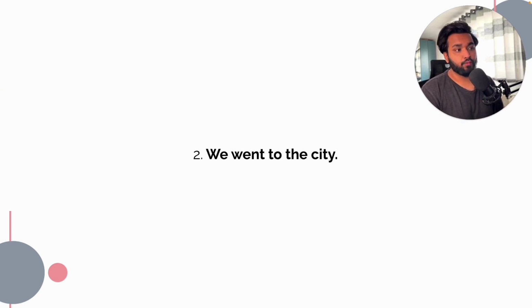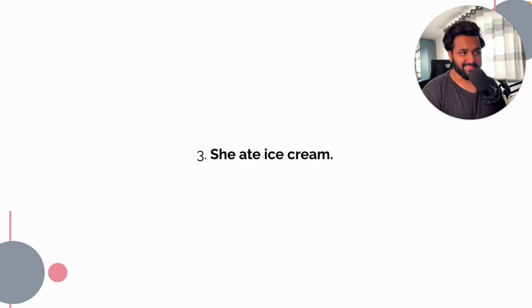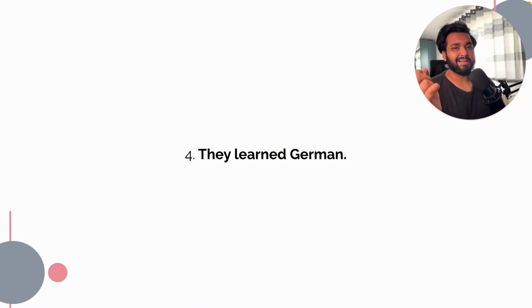Then we have: we went to the city. One thing to always remember: if there is movement, then the sein verb. If there is no movement, then the haben verb, okay? Then we have the next one: she ate ice cream. How do you say it in German? Comment below. Then we have: they learned German. Write the German translation in the comment below.